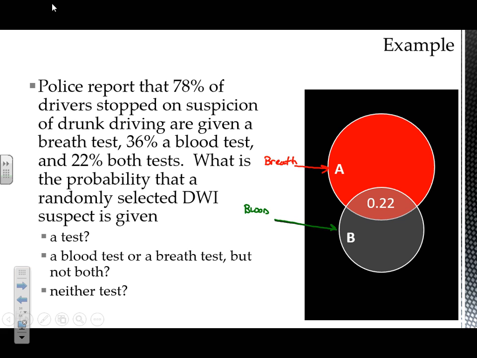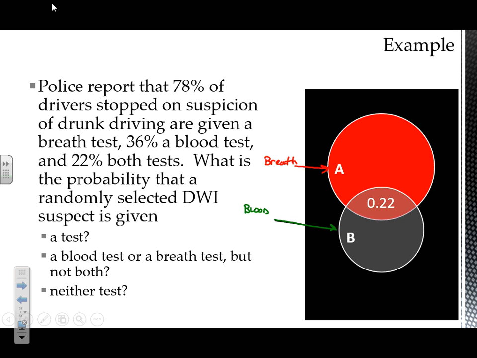Everyone okay with that idea so far? So that's just coming straight from the problem here. Now here's where people make their biggest mistake. What happens is they say that 78% get a breath test. So people put the 22% in the middle, and then they put 78% in for event A. But if I do that, what's happening is I'm saying that I have 78% here, 22% here. Well, that's already 100% of all of my values, which would leave me nothing for anything else. But we know that's not true, right?